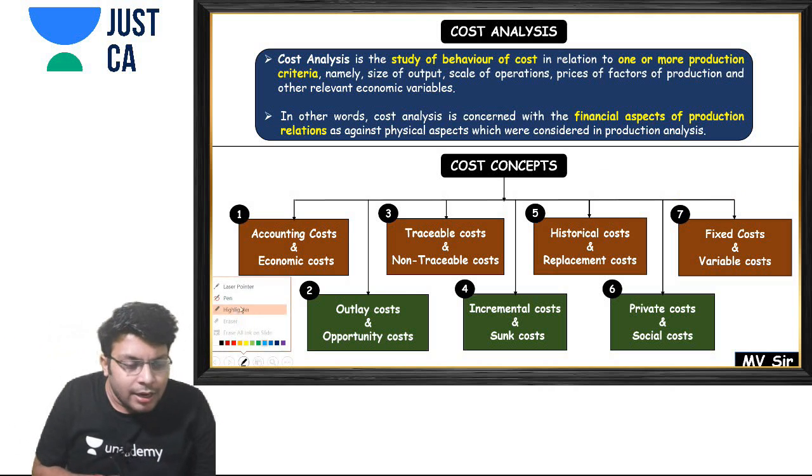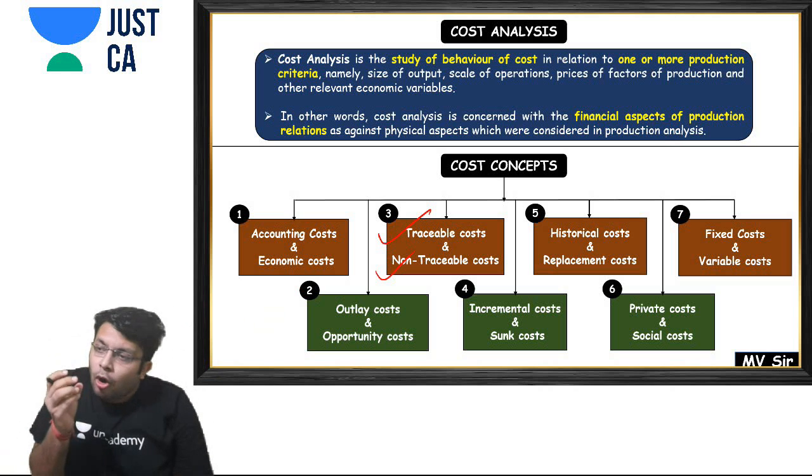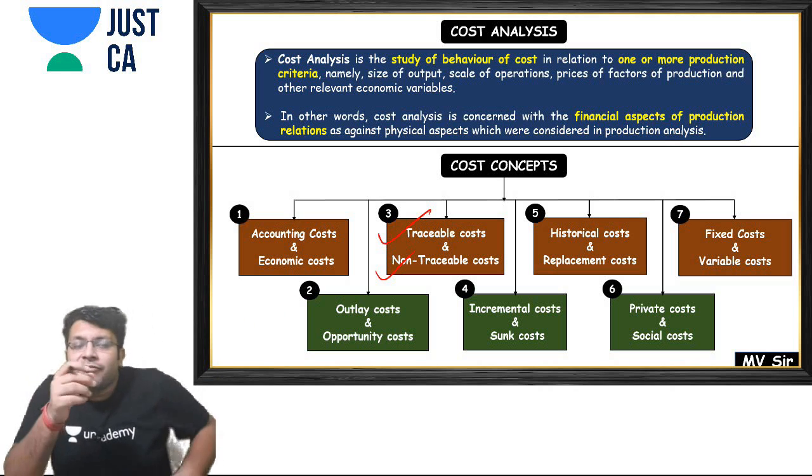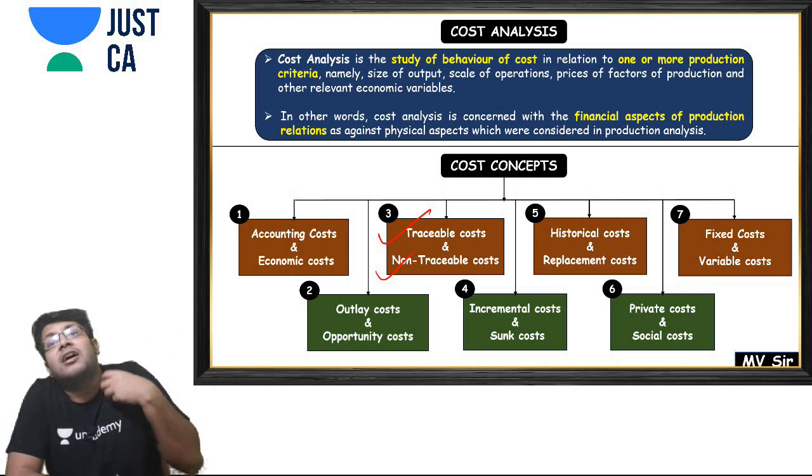Okay. Now the next thing is traceable cost and non-traceable cost. What are traceable costs? Costs which I can trace, that is, exactly for which product I have incurred that cost.